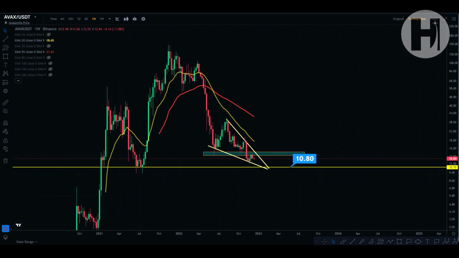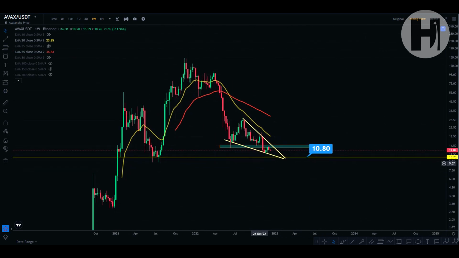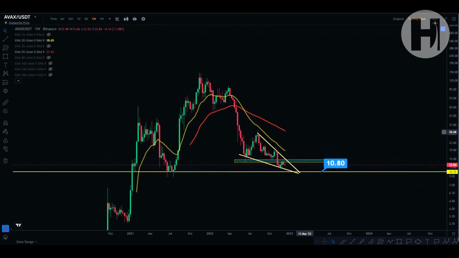The market sentiment isn't telling me that anything bullish is coming in the near future. The only really bullish thing about this right now is that we are near a major support level and we are in this bullish reversal pattern. But that is really everything I have to say about Avax.